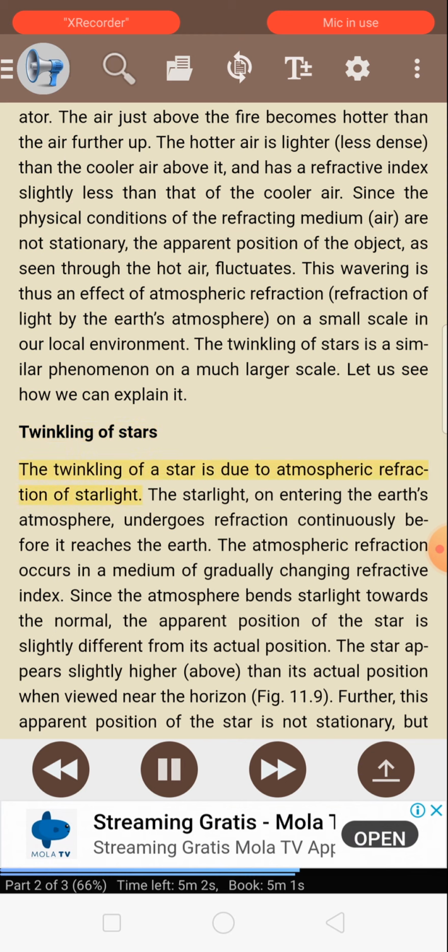The twinkling of a star is due to atmospheric refraction of starlight. The starlight, on entering the Earth's atmosphere, undergoes refraction continuously before it reaches the Earth. The atmospheric refraction occurs in a medium of gradually changing refractive index. Since the atmosphere bends starlight towards the normal, the apparent position of the star is slightly different from its actual position. The star appears slightly higher than its actual position when viewed near the horizon, figure 11.9.